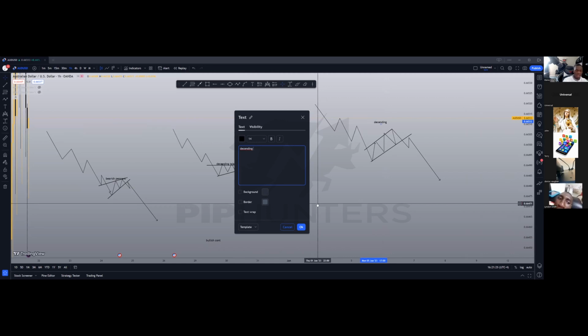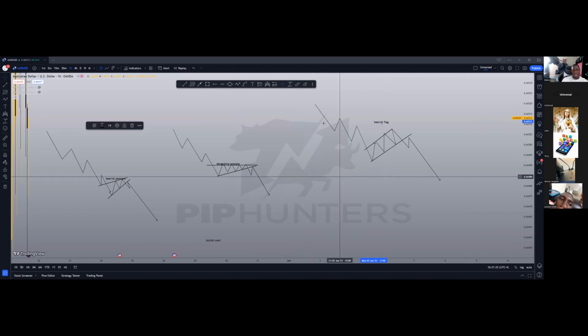Wait, that was, it's a bearish flag. I read this text message, you confused me. Sorry. Bearish flag. So those are the three reversal and continuation patterns that you will see in the market the majority of the time.